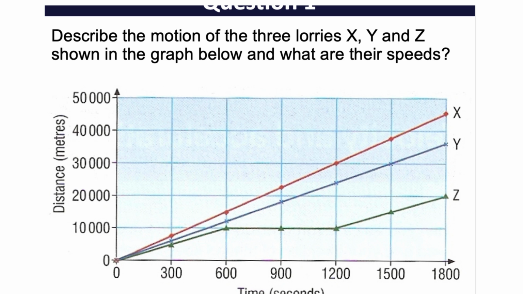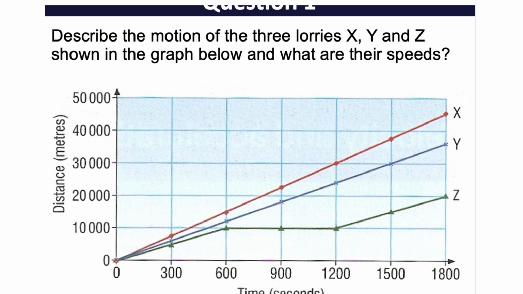Speed calculation. When moving, we can calculate its speed from the first part of the journey. Distance equals 10,000 meters. Time equals 600 seconds. Speed equals 16.7 meters per second.